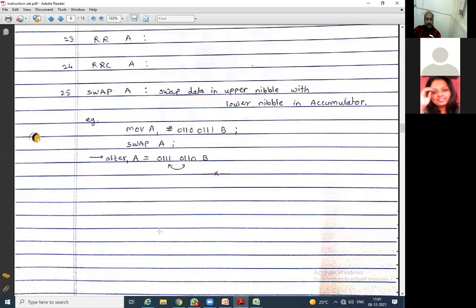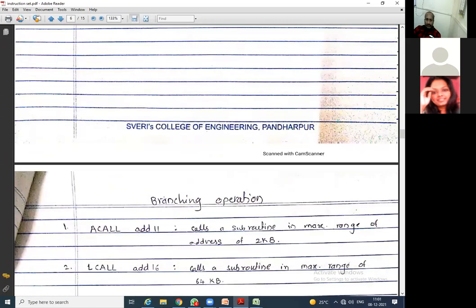Got it? So these two, we have seen the various operations. The next one is branching and Boolean operations, so we will focus on that in the next session.